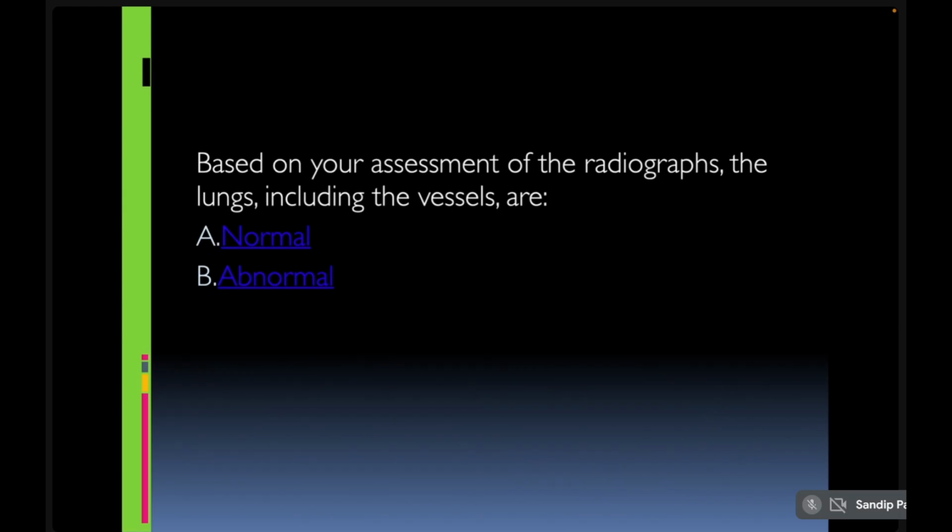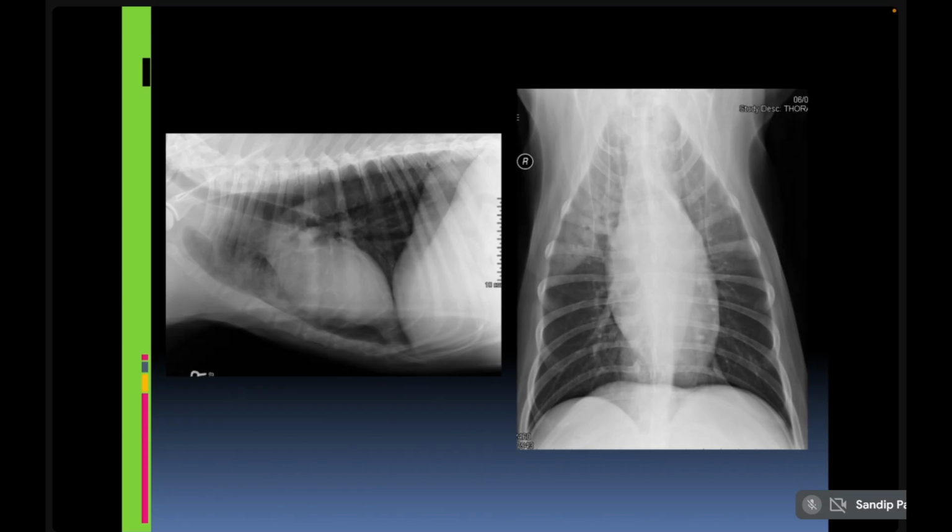So based on the assessment, the lungs, including the vessels. So now again, let's see lungs and vessels. There is two different situations. Lung tissue, including vessel, is it normal or abnormal?